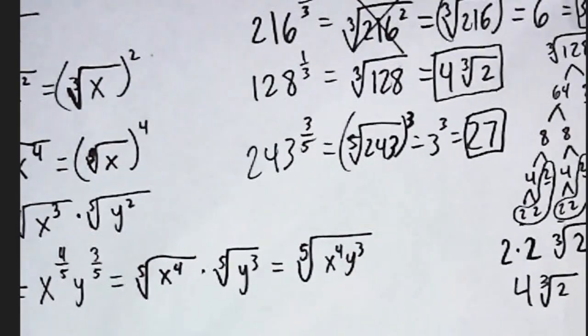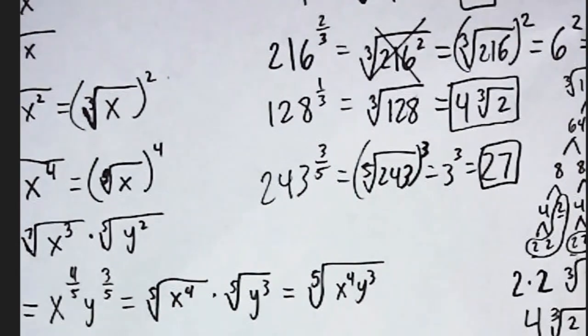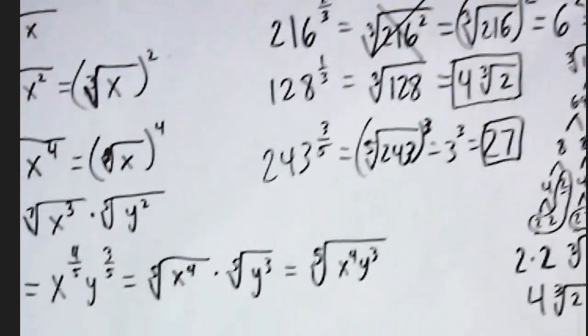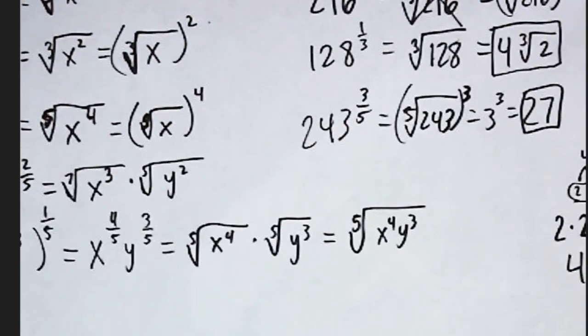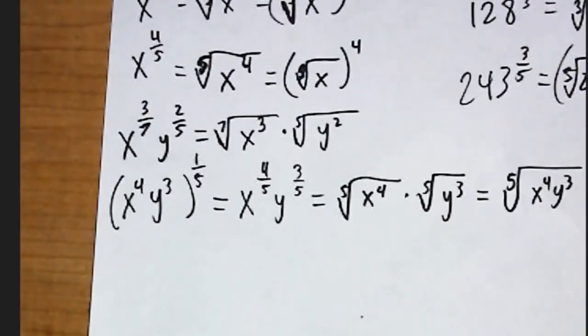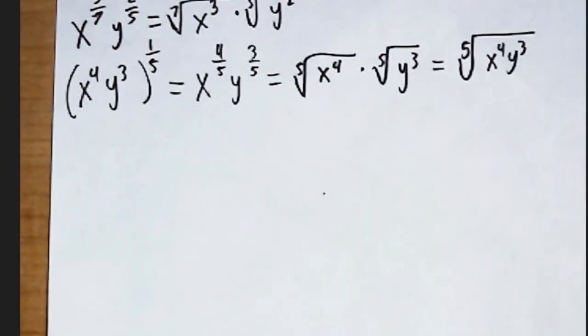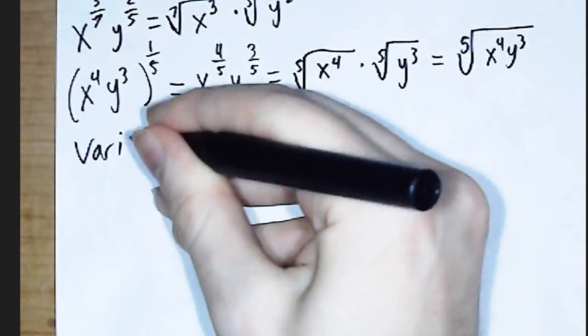Okay. That will do it for this section. So now, let's move on to variable radicands. Okay, let's scoot this paper down. Variable radicands.